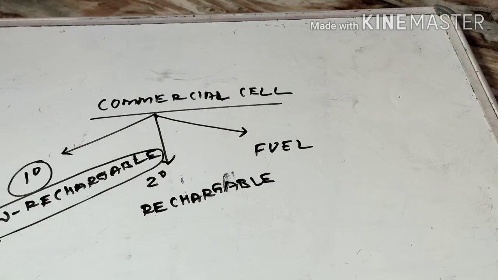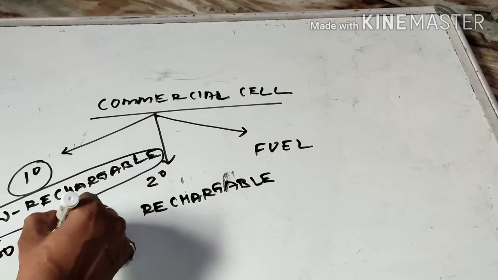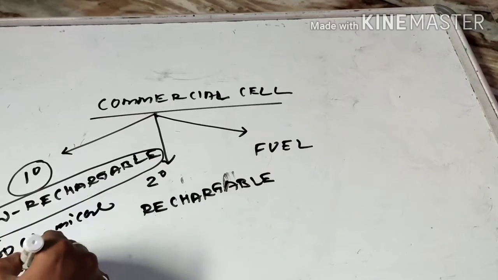For example, let's say you are taking a dry cell, you are putting it inside the torch, and when the function of the cell is over, then I cannot recharge it again. So those types of cells are non-rechargeable because we cannot recharge them for another use. And in that type of cell, only the chemical energy is converted to electrical energy, so it always acts as an electrochemical cell.